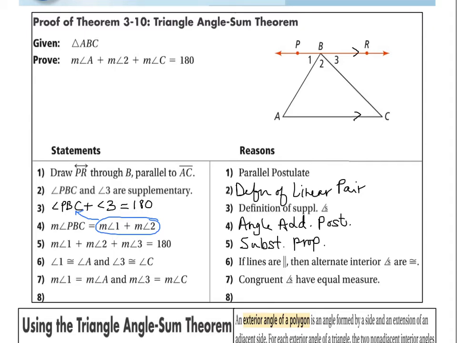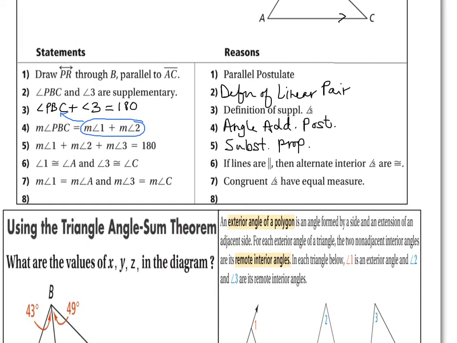Okay, substitution property. Now, in step 6, it says that angle 1 and angle A are congruent, and angle 3 and angle C are congruent, by alternate interior angles are congruent. Then in step 7, it says angle 1 is equal to angle A, angle 3 is equal to angle C, and it says congruent angles have equal measure. Again, this would be the same thing as saying the definition of congruent angles. So you can cross that out and put that if you'd like. That's how we're going to state it. Definition of congruent angles.